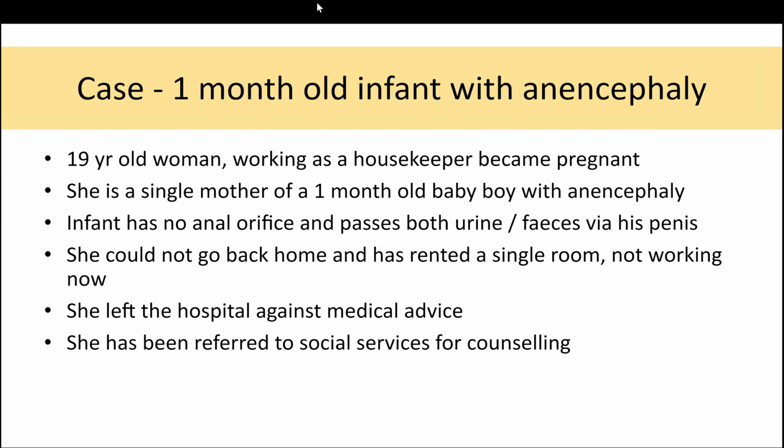She's 19 years old. She's working as a housekeeper and she became pregnant. She's a single mom. And this little boy was born with anencephaly. He has no anal orifice and passes both urine and feces via his penis. So you can see there's a lot of genetic mutations in this child. She can't go home. She's rented a single room and she's not working, so she has no income. And she left the hospital against medical advice.